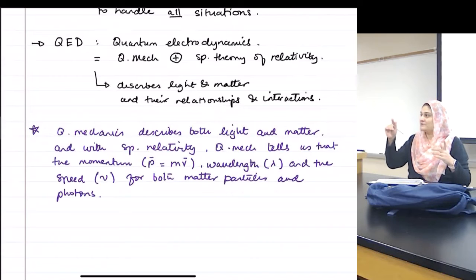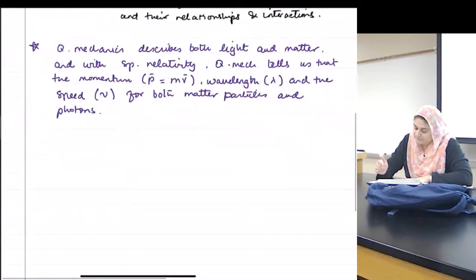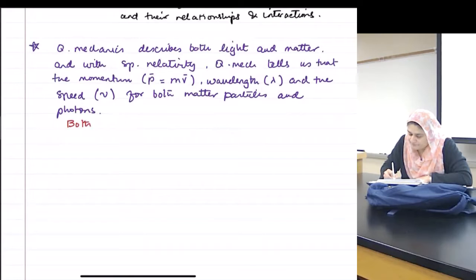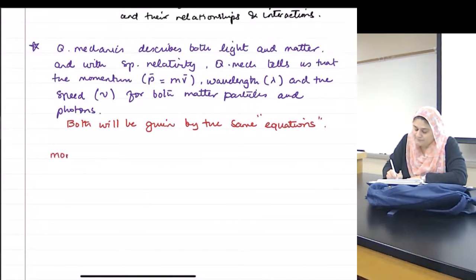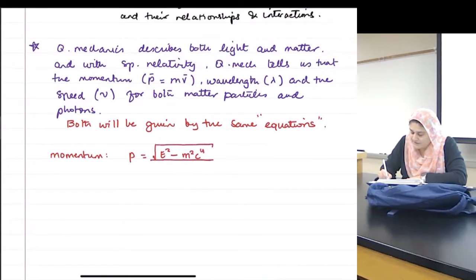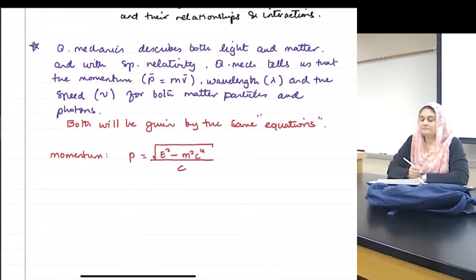And the weirdest part about this statement is that they, matter and waves, will both have these same equations. Do you want to write those down? Okay, so both will be given by the same equations. So for momentum, it will be P equals the square root of E squared minus m squared c^4, divided by c. Does that remind you of an equation you have seen before?